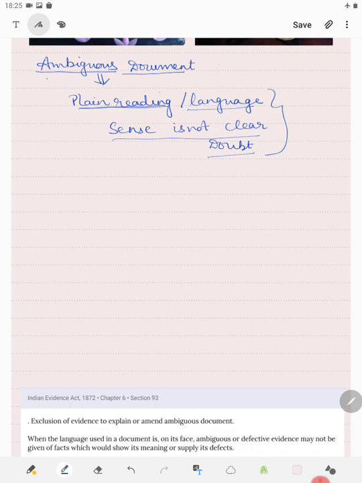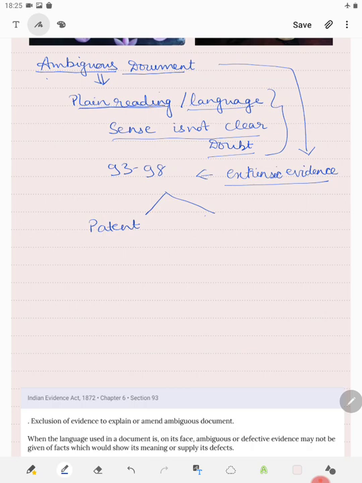Now, in case of an ambiguous document, can oral evidence be given or not? That is, can extrinsic evidence be given or not? This is what has been discussed under section 93 to section 98. Now, this ambiguity can be of two types. One ambiguity is called patent ambiguity, and another is called latent ambiguity.